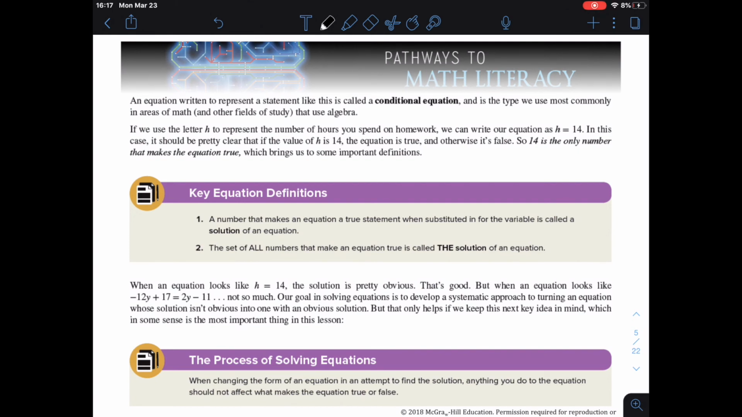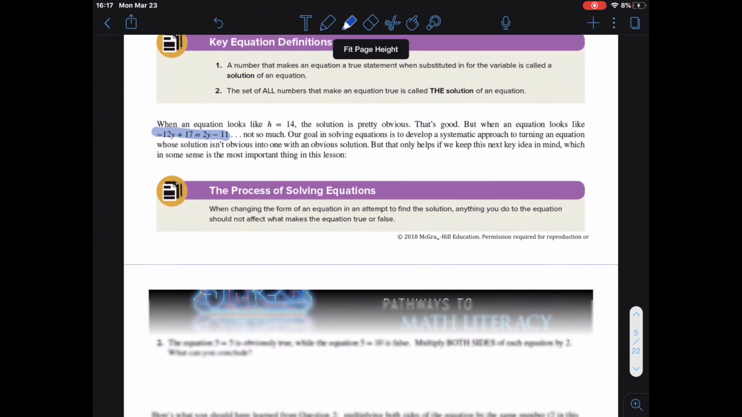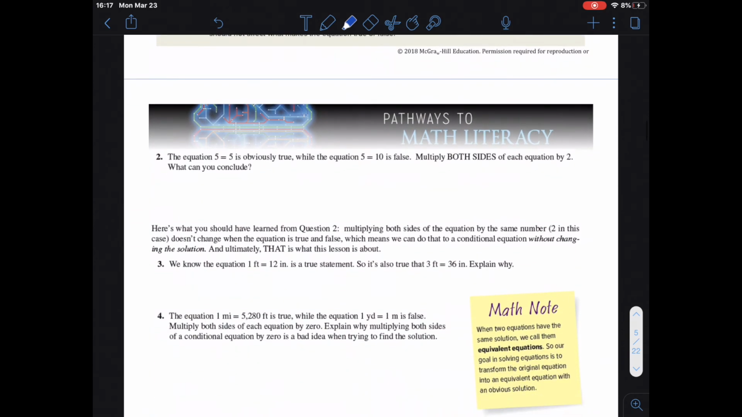Now, most of the time, you're not going to have a simple equation like h equals 14. So if we make it more complicated, like negative 12y plus 17 equals 2y minus 11, and you can do a whole bunch more stuff, we have to figure out ways to actually solve this. So we want to go through and see what tools we have to solve these.